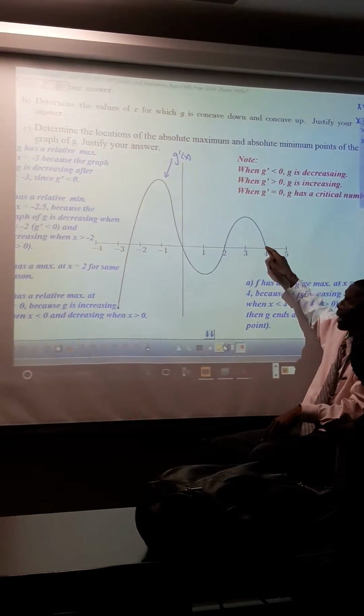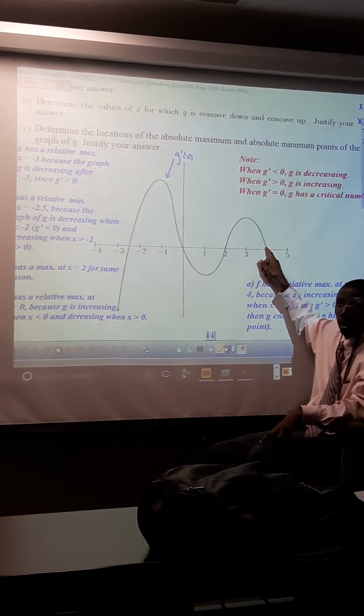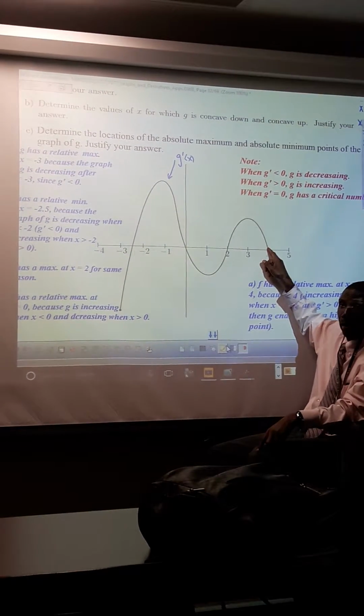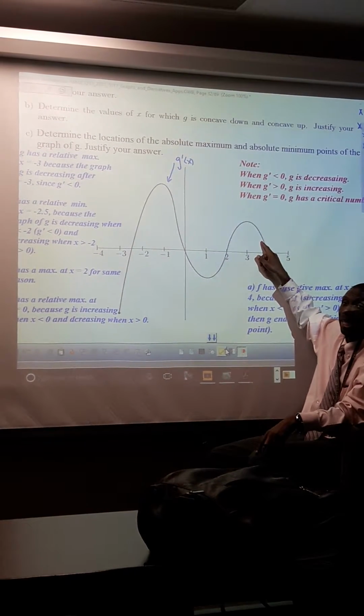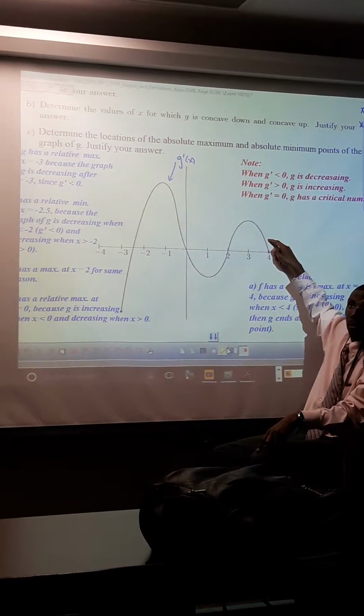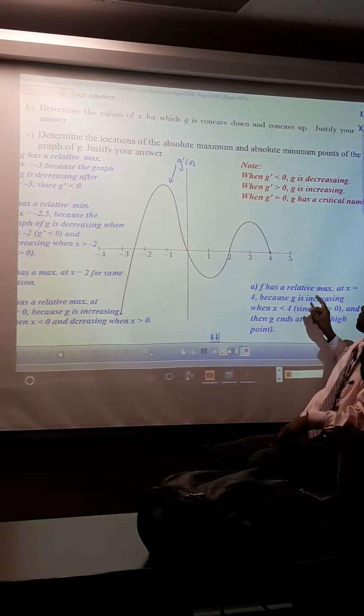Next place is right here. At this point, it's a little trickier because it's where the graph ends. But to the left of 4, when x is less than 4, G prime is positive, which means G was increasing and then it stopped. Which means it stops at a high point, which means that's a maximum.